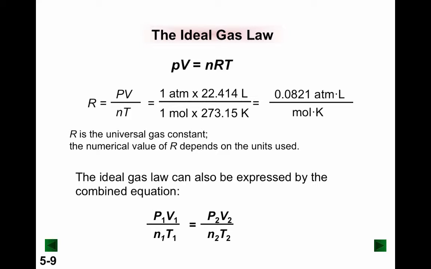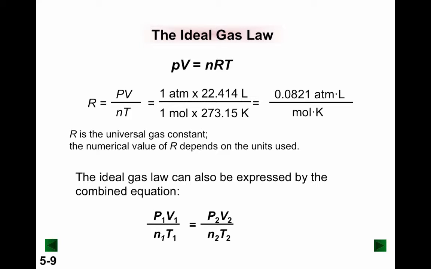There are 2 values of the gas constant that are commonly used by chemists. They are 0.08206, or as your book states, 0.0821 liter atmosphere per mole Kelvin, and the other value of R, which we will use later in this chapter, is 8.314 joules per mole Kelvin, where the uppercase J stands for joule, which is the SI unit for energy.